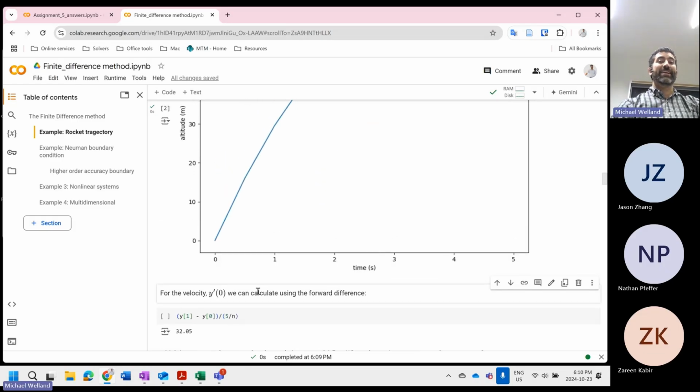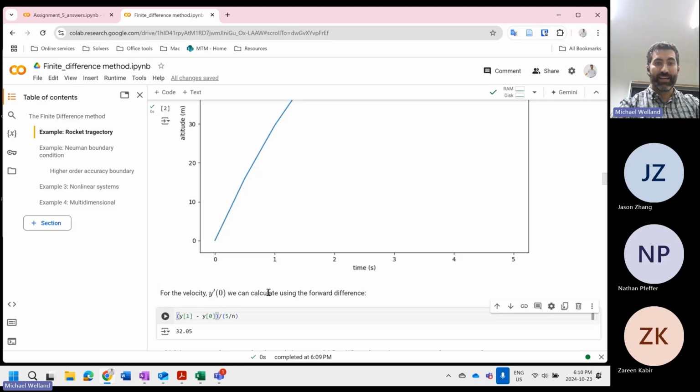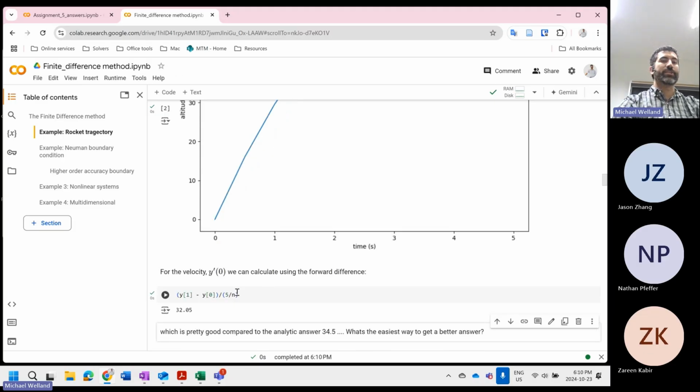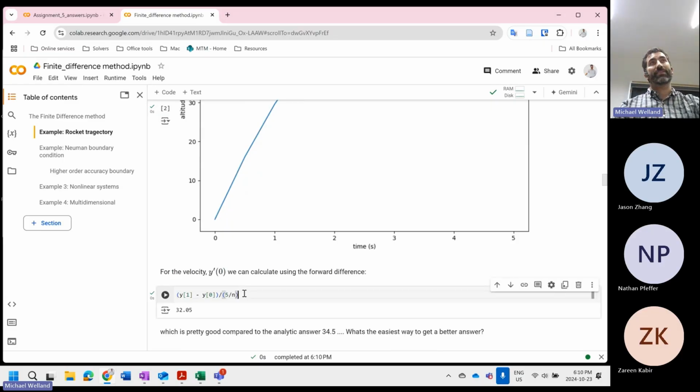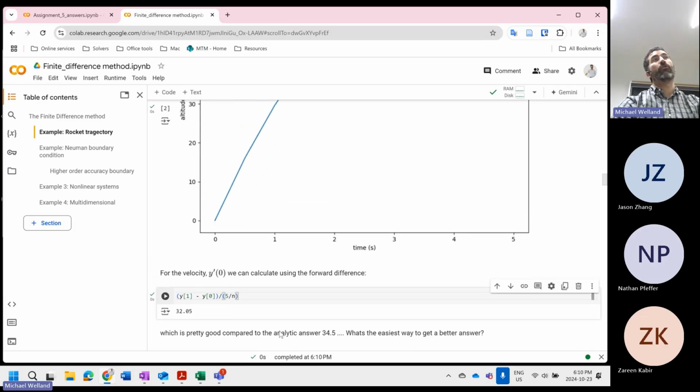And we can calculate the final velocity at that 50 altitude. At t is 5, we can calculate that velocity as a check. Here we can just do it as, in this case, a backward difference, because we don't have y plus 1. And we get 32.05. The analytical answer is 34.5. Why is it different? Order of approximation is 1, but it's not the big one.